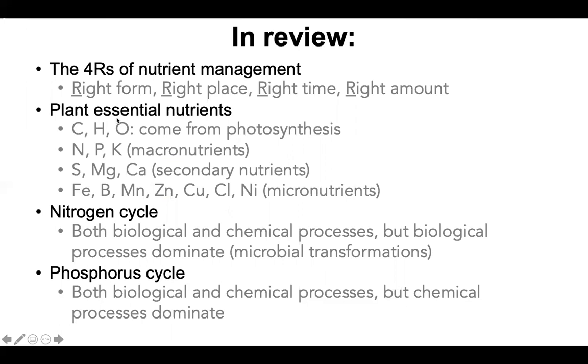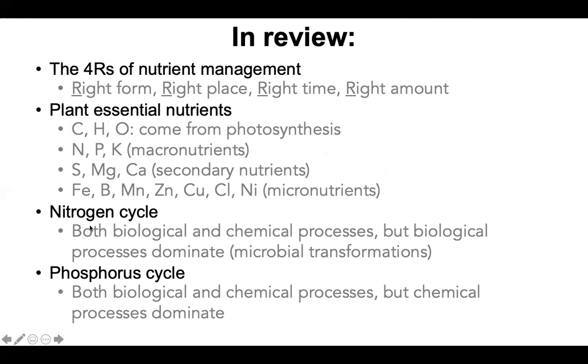When we talk about plant essential nutrients, there's carbon, hydrogen, oxygen, which come from photosynthesis. So we don't need to worry about managing those as much. The plant can take those up from the atmosphere. But the ones we do need to worry about are these other ones. So we have nitrogen, phosphorus, and potassium are our macronutrients. And again, we call them those not because they're more important, but because we need them in greater amounts. Then we have sulfur, magnesium, calcium are our secondary nutrients. And then we have other nutrients, iron, boron, manganese, zinc, copper, chloride, and nickel, which are our micronutrients.